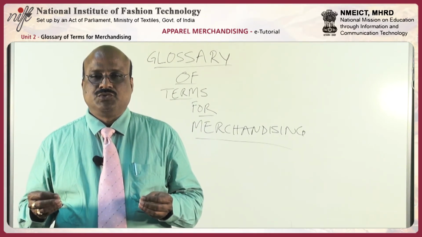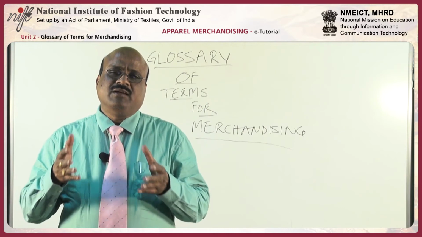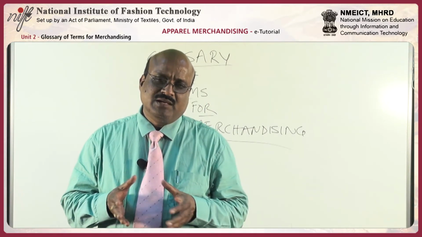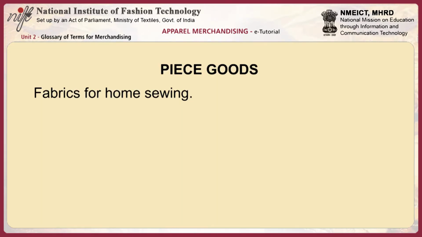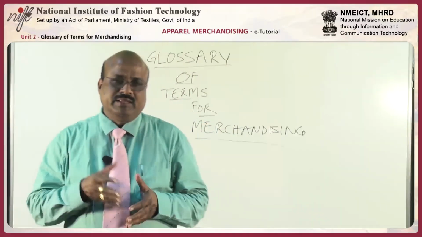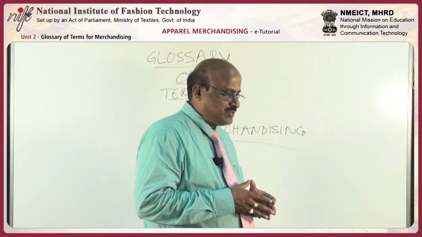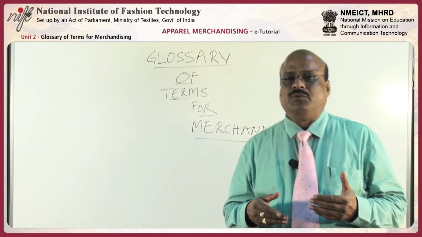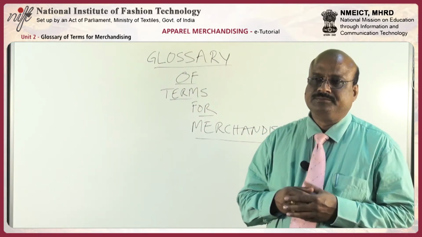Piece goods. So, what is the meaning of piece goods? Piece goods is nothing but fabrics. The fabrics are often called, in industry terms, piece goods. They are the raw materials for garment manufacturing. So, they are always referred to as piece goods.